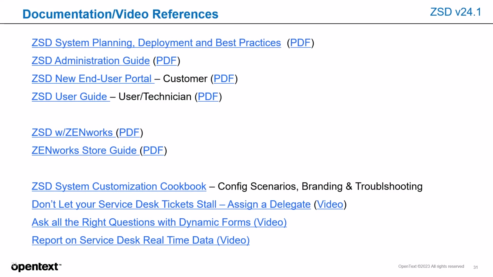And then some video references for system planning, for administration, new end user and user guide, all for 24.1. ZSD with ZenWorks, connecting it to ZenWorks and importing items that way. ZenWorks store guide, the ZSD customization cookbook, which has different configuration scenarios, branding and troubleshooting options, and then a couple of videos of commonly asked questions with some scenarios. Don't let your service desk tickets stall, and be able to assign a delegate, dynamic forms, how to create them, and then reporting on service desk.